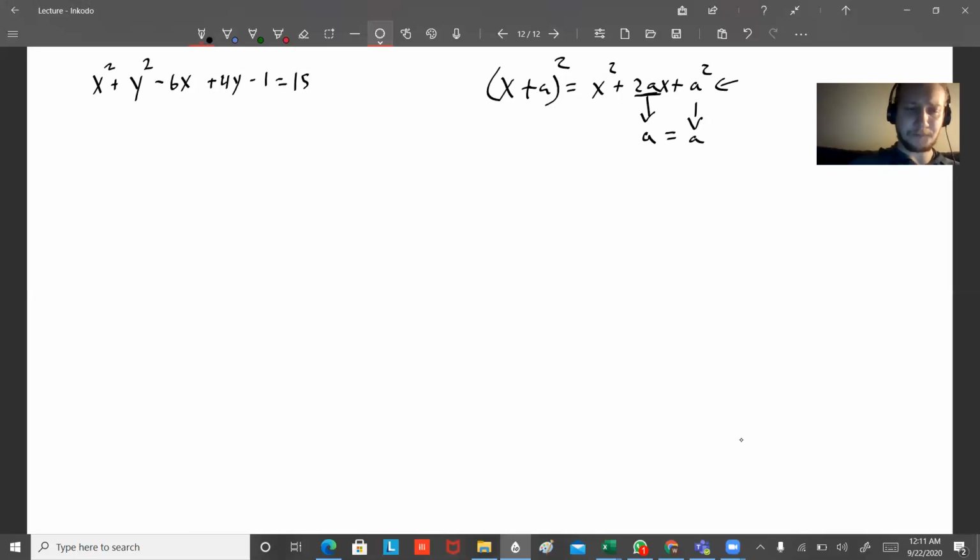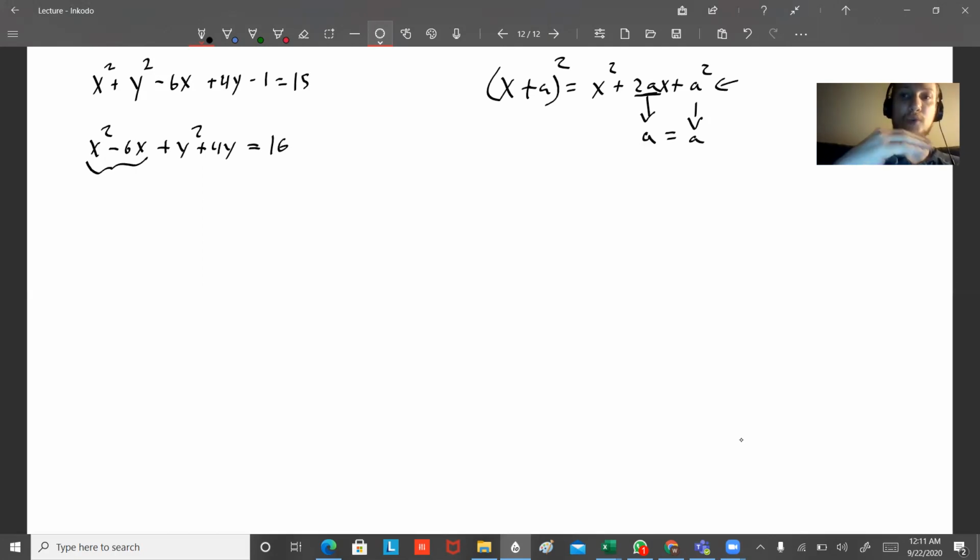Primero, yo tengo x cuadrado menos 6x más y cuadrado más 4y, y 1 en el otro lado, entonces es equivalente a 15 más 1, que es 16. Y para el primer término, x cuadrado menos 6x, la mitad de 6x, 6 sobre 2, es equivalente a 3.